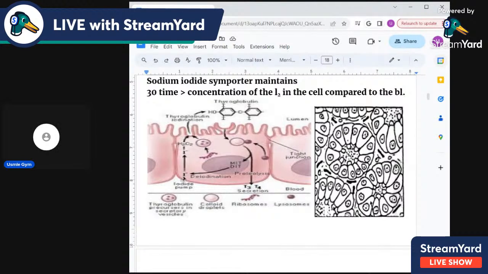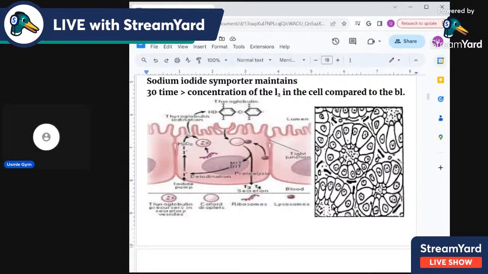At the basal surface, we have the sodium iodide symporters, and this symporter is stimulated by TSH. TSH comes here to the basal surface, where we have TSH receptors. It attaches to the receptor, and that stimulates it to increase the iodine uptake from the circulation.